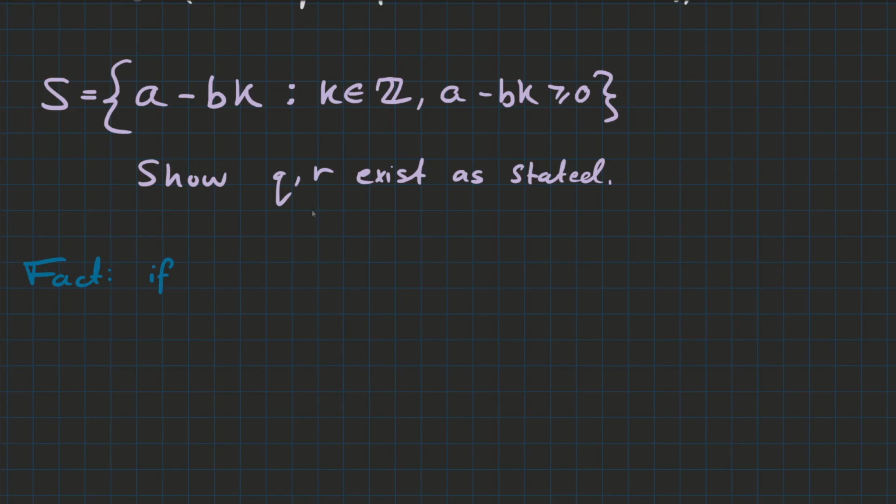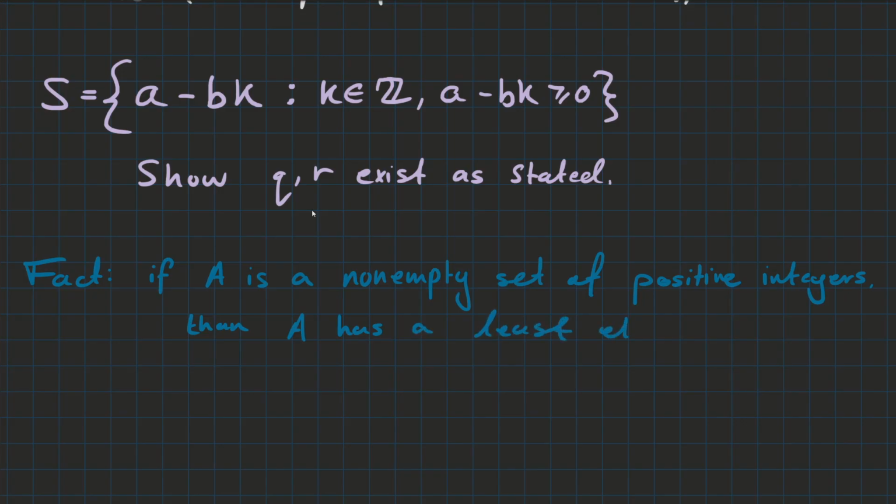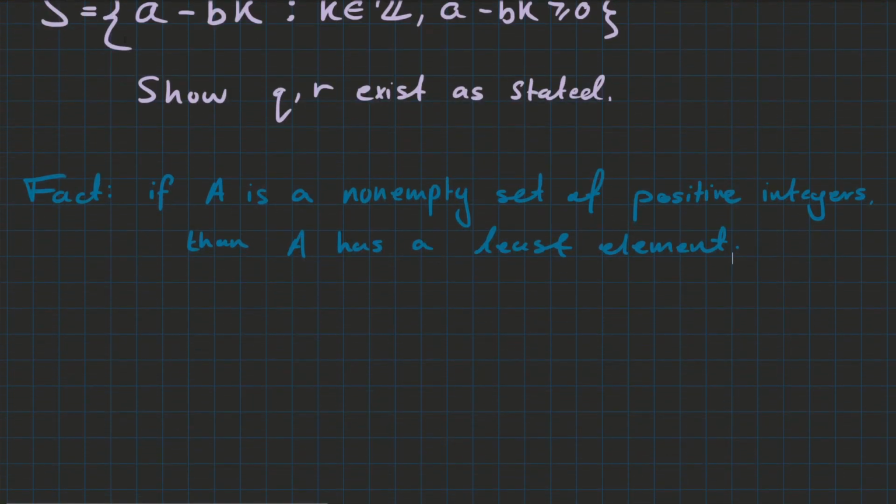If we have some A, which is a subset of the natural numbers, but let's just say if A is a non-empty set of positive integers, then A has a least element. Hopefully you can read that writing, right? So A has a least element. Yeah, this must be true, right?